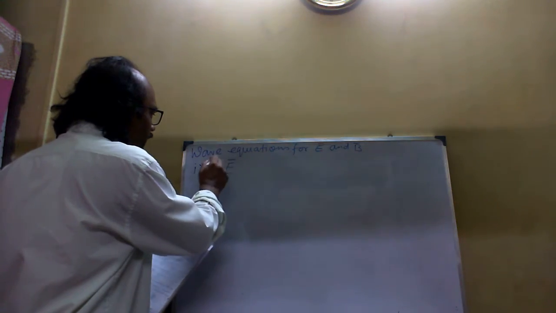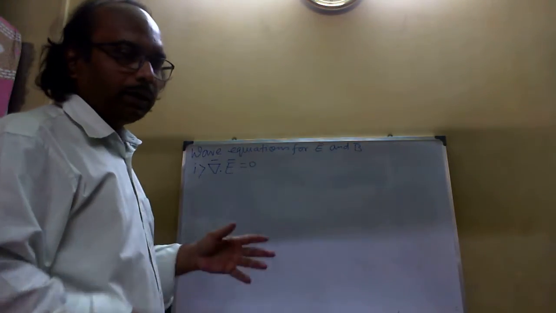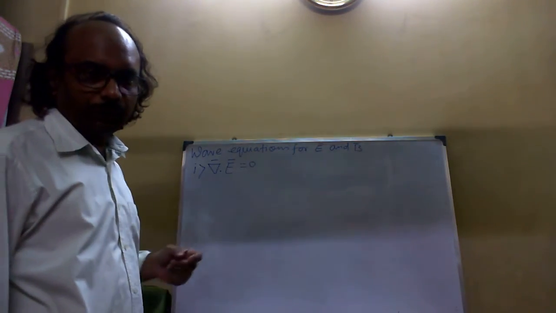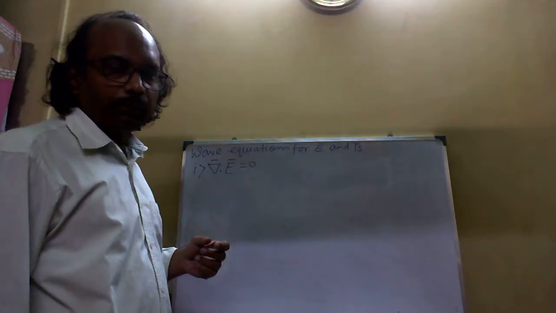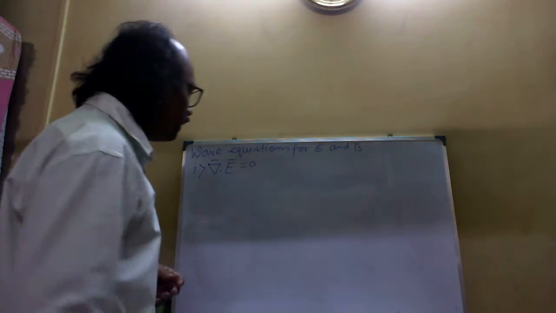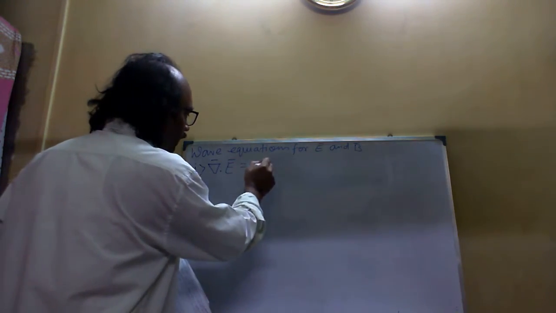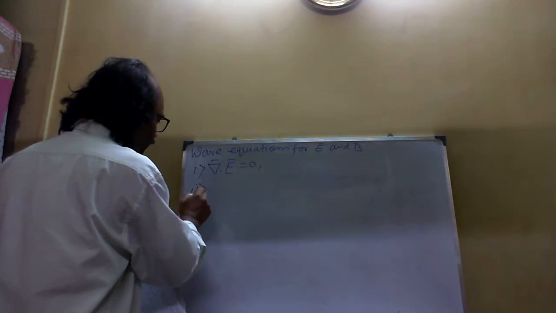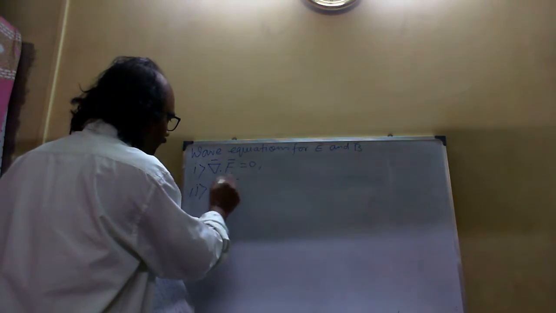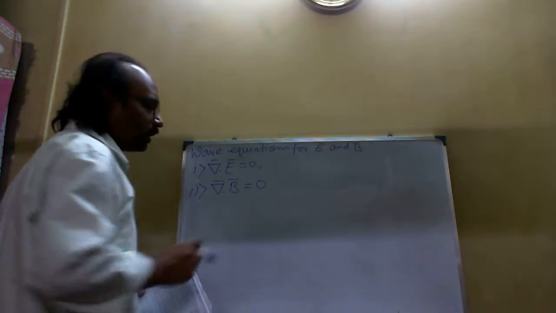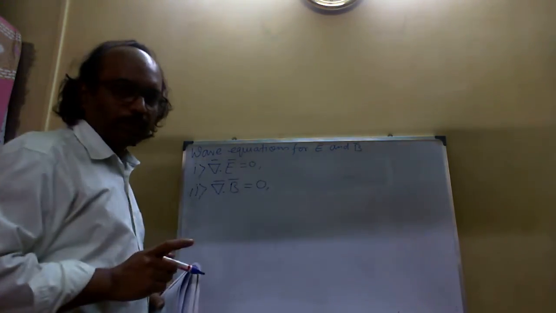So what are those four relations? One is del dot E is 0, as there is no charge or current in the free space. This is basically Gauss law, the differential form of Gauss law in electrostatics. Then number 2, divergence of B, that is del dot B is 0, which tells us that magnetic monopole does not exist.